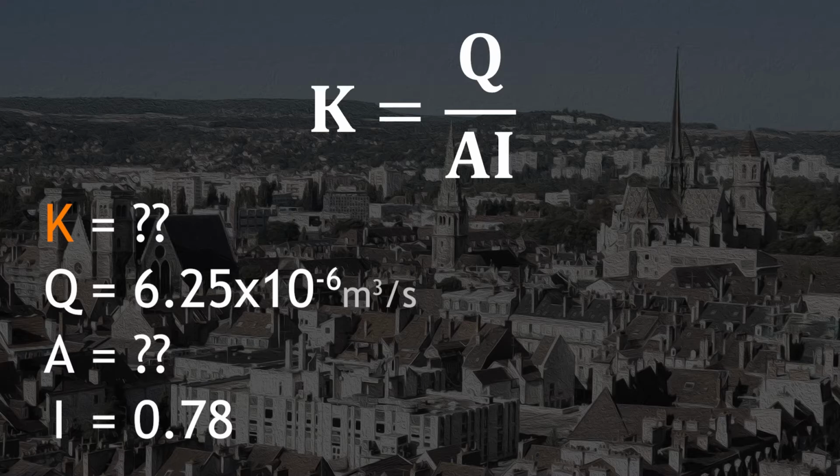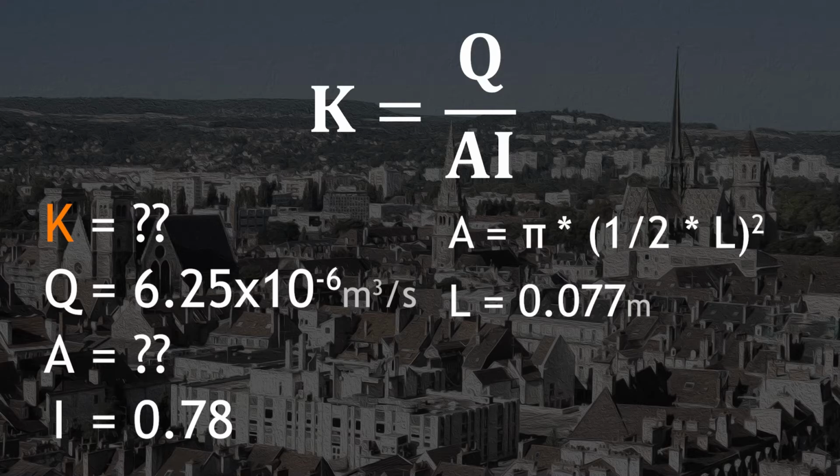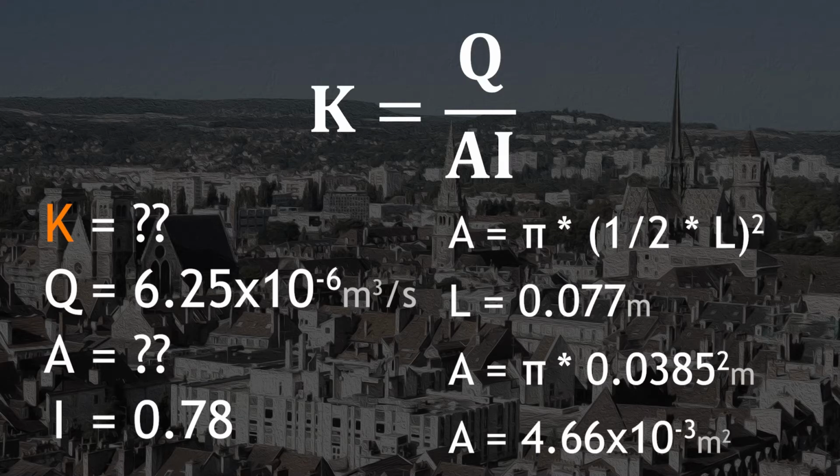The final piece of the puzzle is to determine the cross-sectional area of the Darcy tube. Luckily, this Darcy tube's diameter is the same as the distance between the manometer outputs, so we can simply use that measurement to calculate the area. After plugging in the distance between outputs into the formula for the area of a circle, we obtain a value for A of 4.66 times 10 to the negative 3 meters squared.